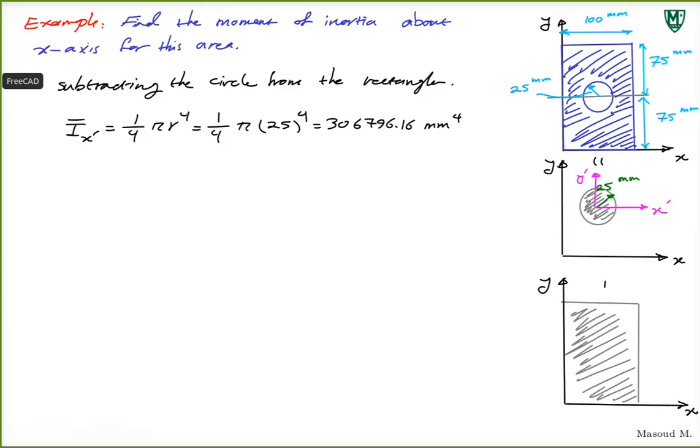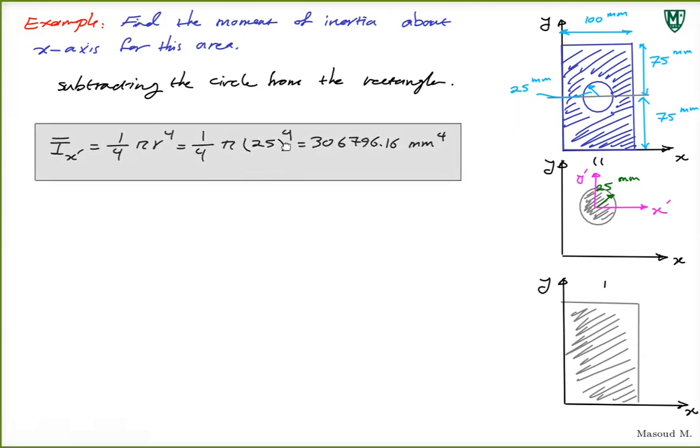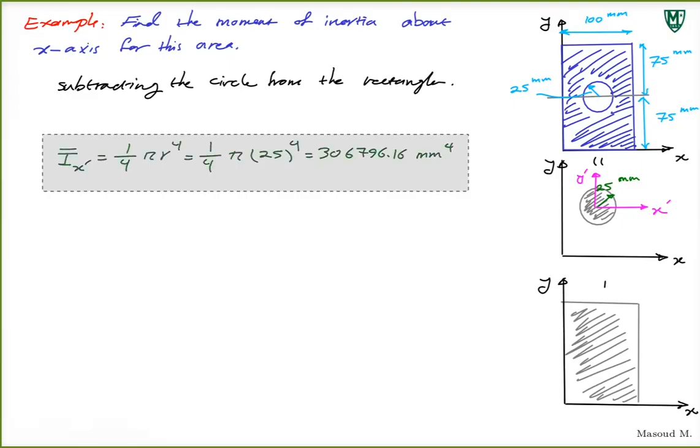Now, similar to the way we calculate centroids, everything should be written for the same set of axes. Here we have X, Y. So that's where the parallel axis theorem comes into play. Now you know the area moment of inertia about X prime for this circle. Let me separate these. That's not what we want to do. This is the circle.